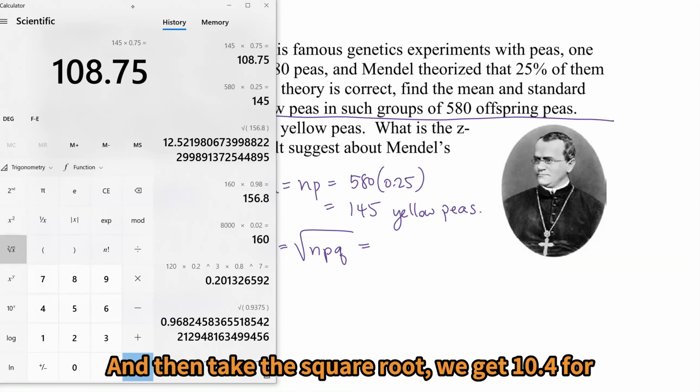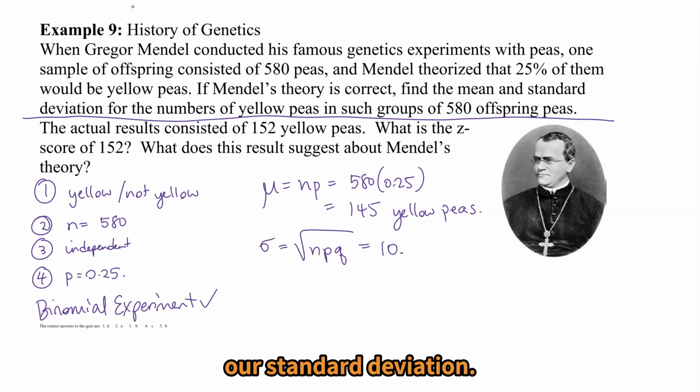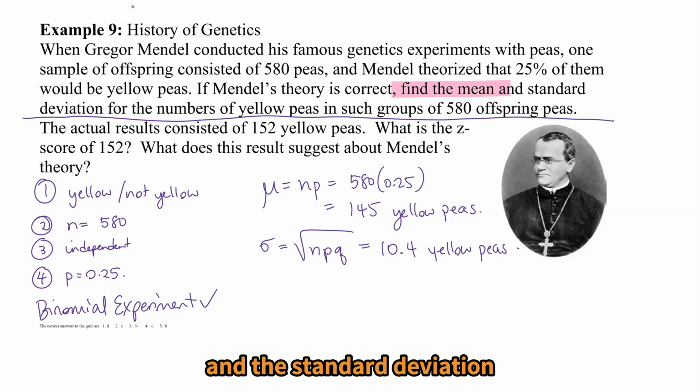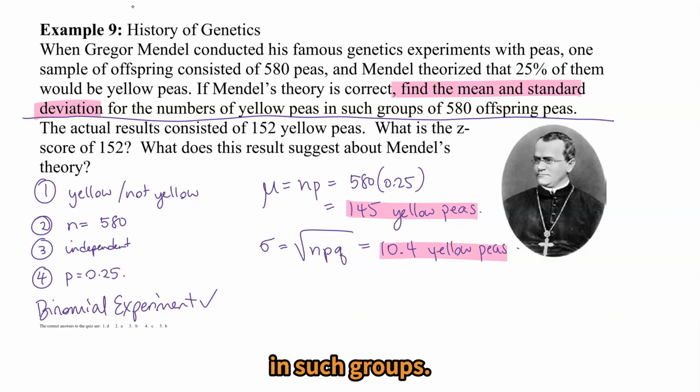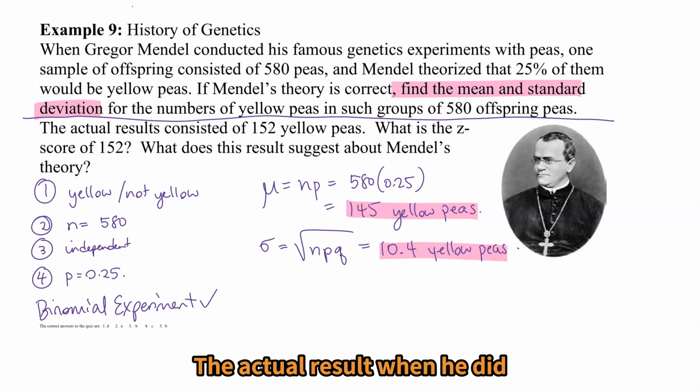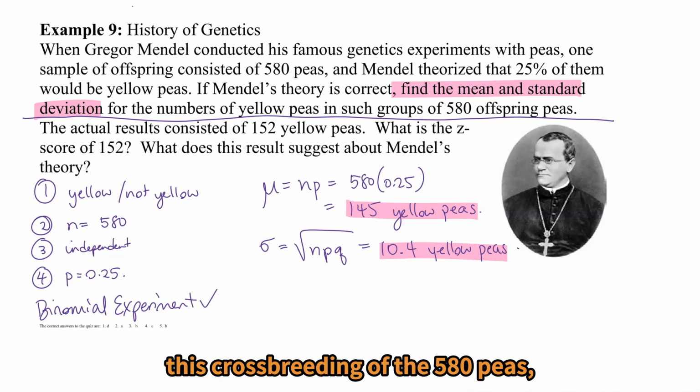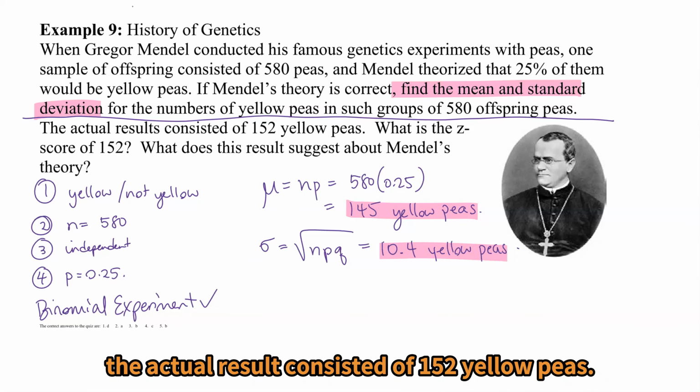108.75. And then take the square root, we get 10.4 for our standard deviation. Okay, so find the mean and the standard deviation for the numbers of yellow peas in such groups. The actual result, when he did this crossbreeding of the 580 peas, consisted of 152 yellow peas.